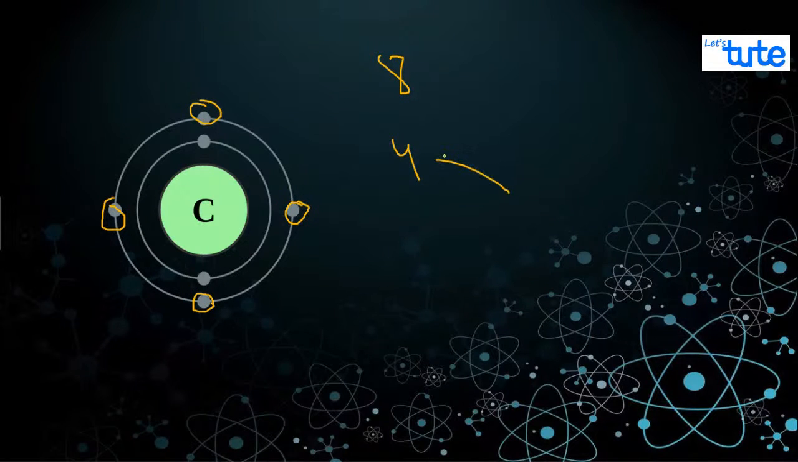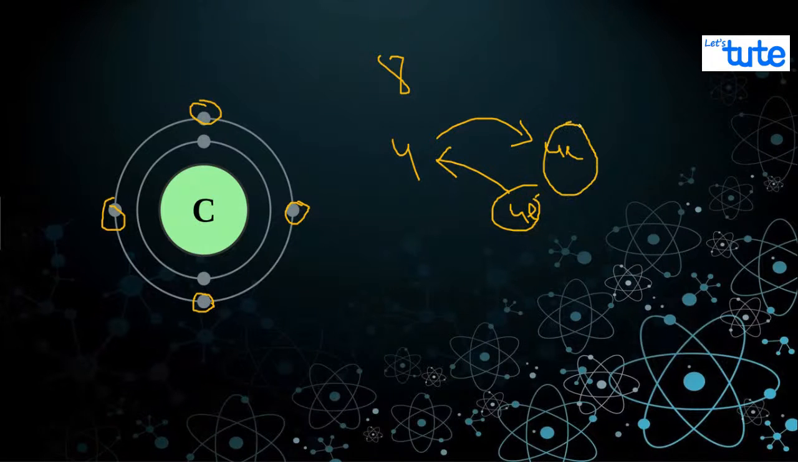Either it can take 4 electrons or it can give 4 electrons to become stable. Now in this condition, 4 and 4 both are equal. Try to understand this thing. In this condition, both are equal.